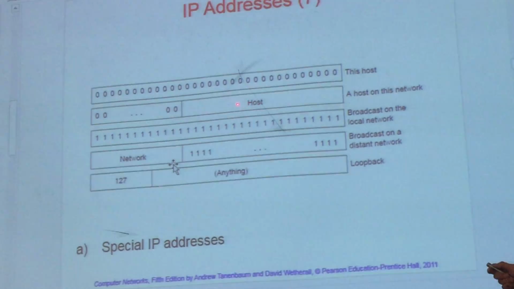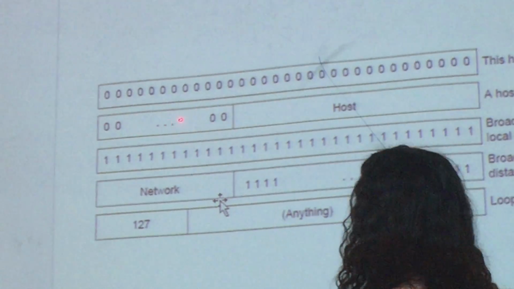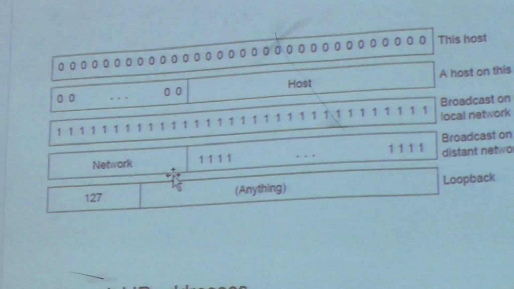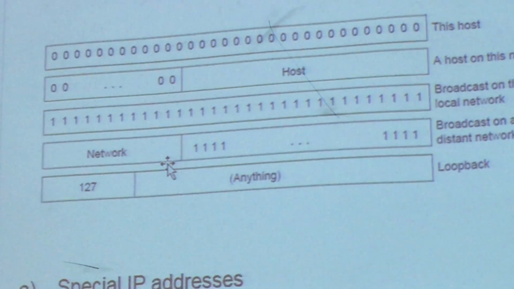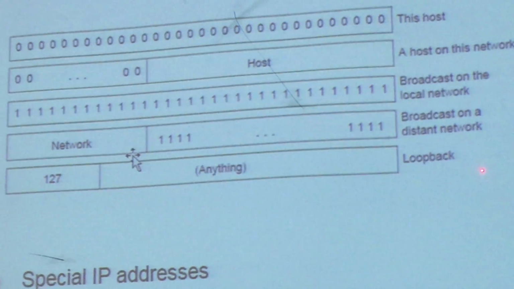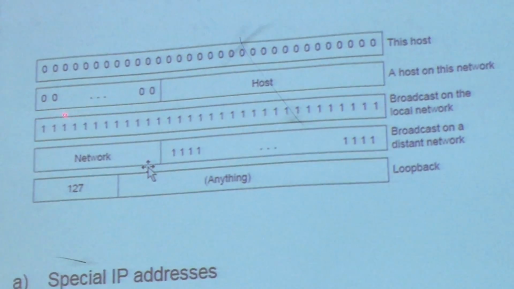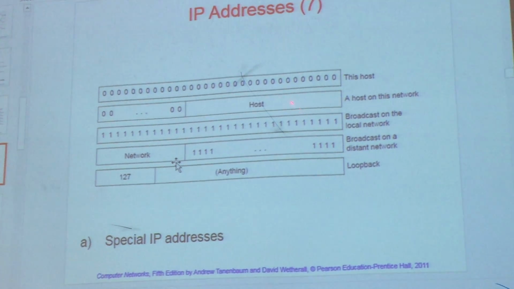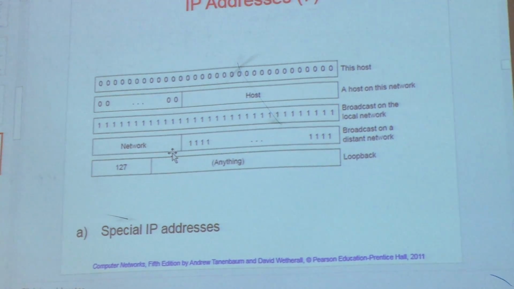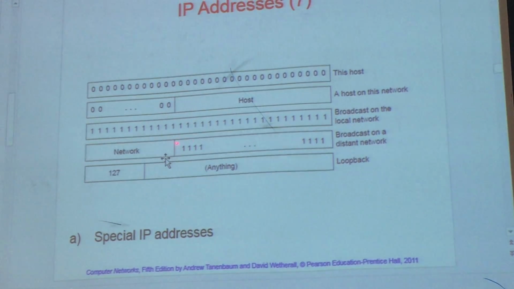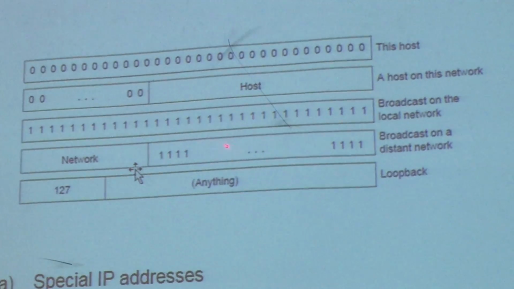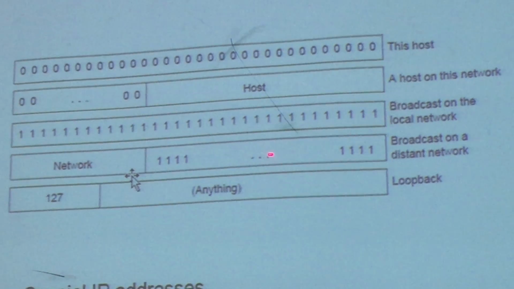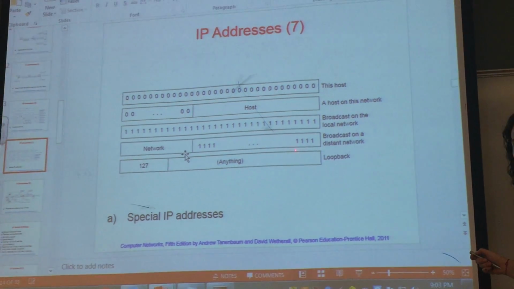A host on this network means the network portion is all zeroed out, just the host is shown. If it starts with zeros, this means it's on the current network. Broadcast everything once means all machines on this network should get this packet. It's a flood. And broadcast on a different network is when we put all ones for the host portion. So the network is specific, but all hosts on that network should get it.